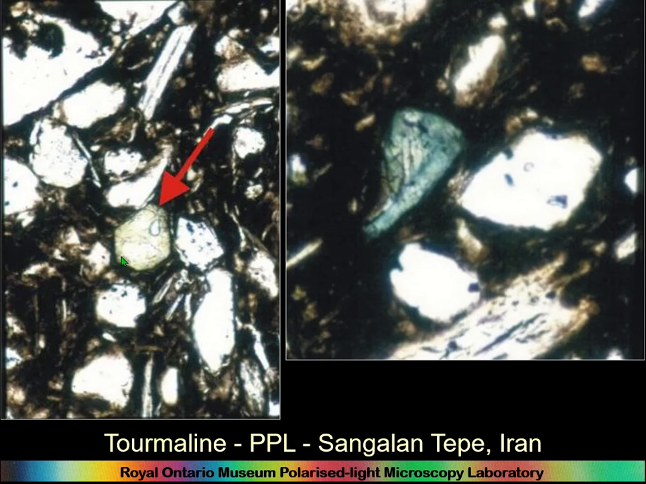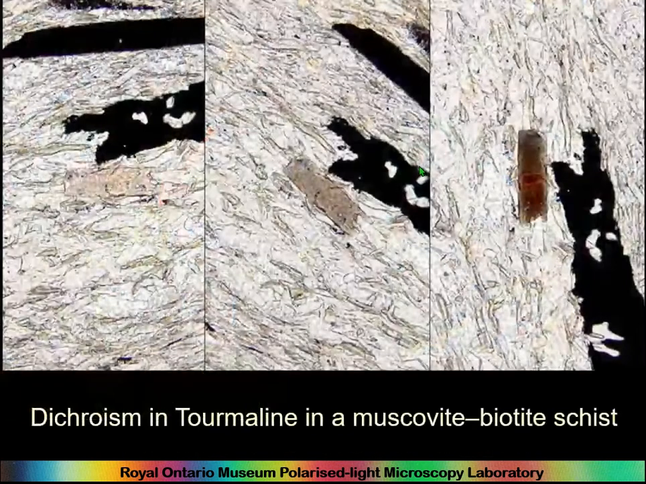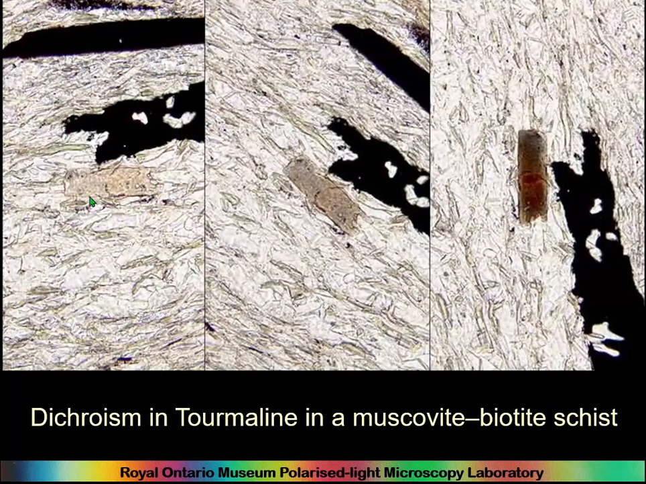And here you can see it in pottery. This is from the Zagros mountains of western Iran, at a site called Sangalan Tepe. And here you can see there are tourmaline. Here is in fact a euhedral inclusion of it. You can see yellowish and bluish are the sort of colors it would have. And here you can see the actual dichroism. You can see here it's like this pale color, here it's a different color, and here it's another color.